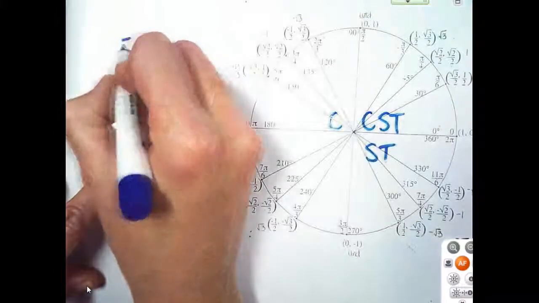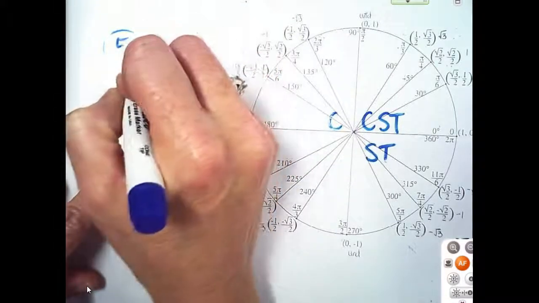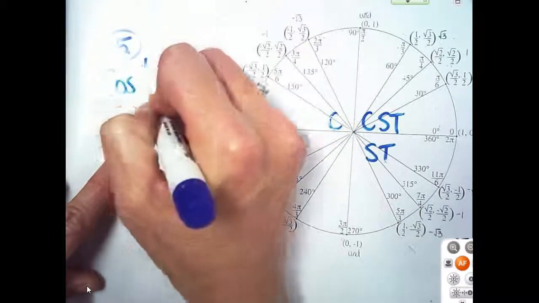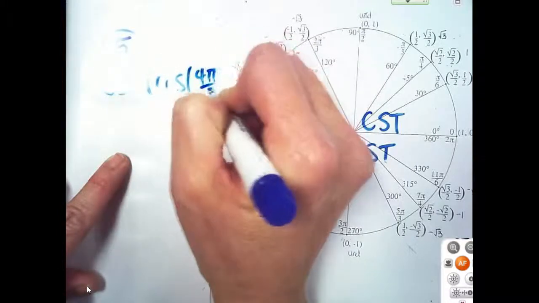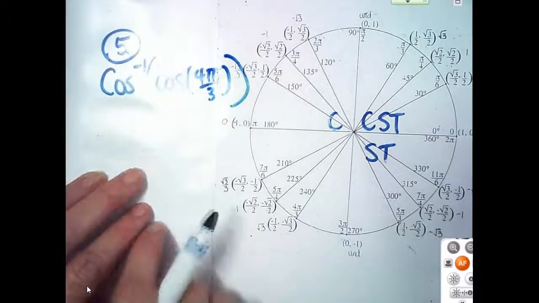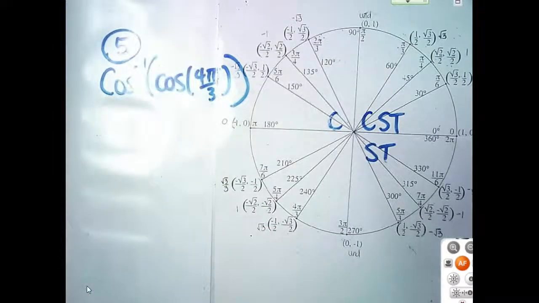Number 5. Okay, let's try the inverse cosine of the cosine of 4 pi over 3. It's hard to read. I'll write it on the board.